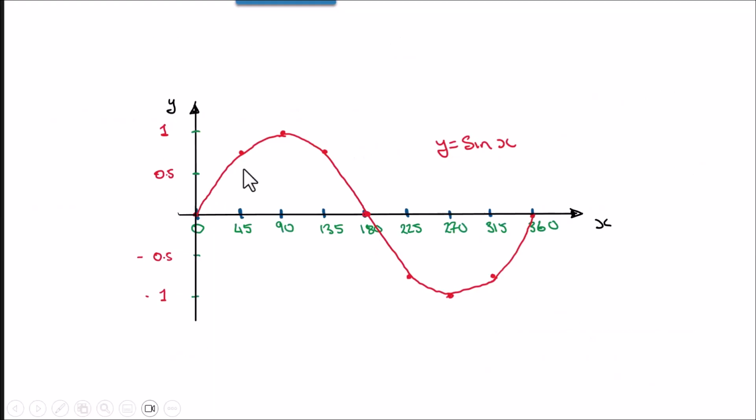And if we were to look at the graph of sine x again, we could see that when x equals 30 degrees, the sine of 30 is a half, and when x equals 150, the sine of 150 is also equal to a half. So there are two values of x between 0 and 360 that when we get the sine of those values will give us a half.